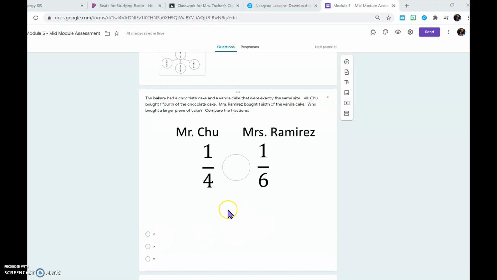Now, for this one, draw your figures the same size so that you can figure out is 1/4 or 1/6 greater. Remember, the alligator mouth is chomping at the one that's greater. So the mouth is open to the one that's greater.